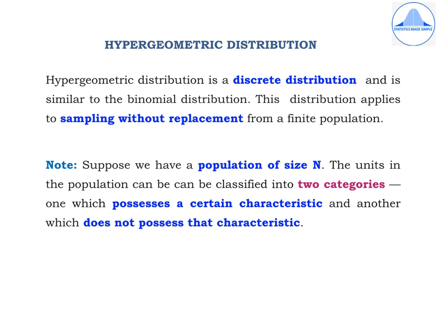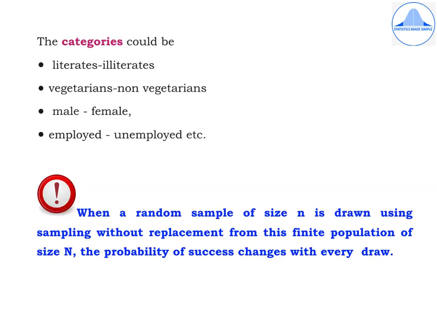The units in the population can be classified into two categories. The first category will comprise units which possess a certain characteristic, and the second category will consist of units which don't possess that characteristic. Examples for the categories could be literates, illiterates, vegetarians, non-vegetarians, male, female, employed, unemployed, and so on.